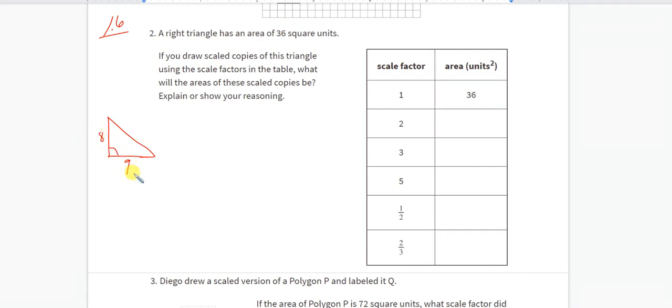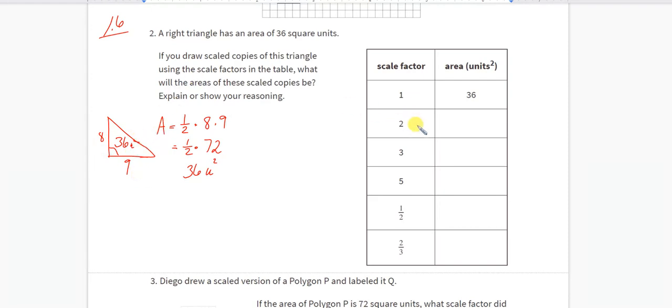Because 8 times 9 is 72, and for area of triangles you have to cut them in half, so that would make sense, right? So let's say this is our original triangle here. It has an area inside of 36 square units. Let me go ahead and explain that. Half times base times height is how you find the area of a triangle, right? And if this is 72, half of 72 is 36. So I picked those sides on purpose. So my original triangle is an 8 by 9 right triangle.